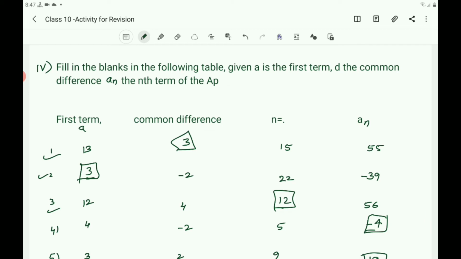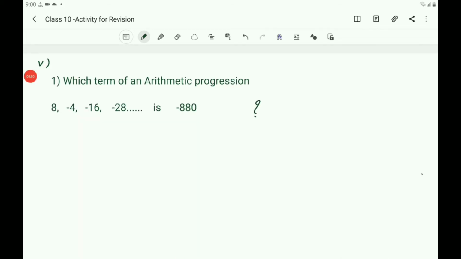Next, let us come to the fifth question. What is that fifth question? Which term of the arithmetic progression 8, minus 4, minus 16, minus 28 is minus 880? Here the given AP is 8, minus 4, minus 16, minus 28, and minus 880 is also a term of that AP, and here we have to find out which term it is. So let us consider this is the nth term, and also let us find the value of n.